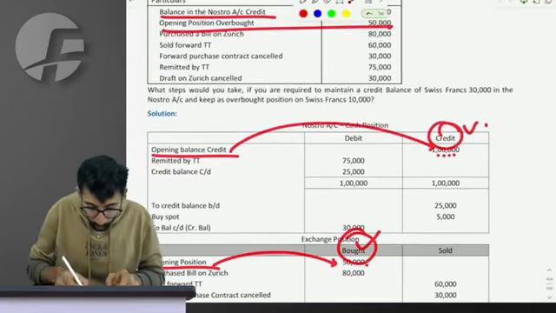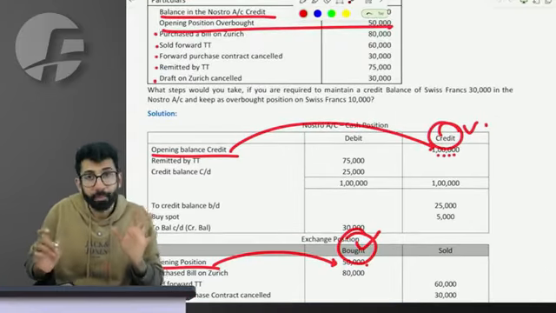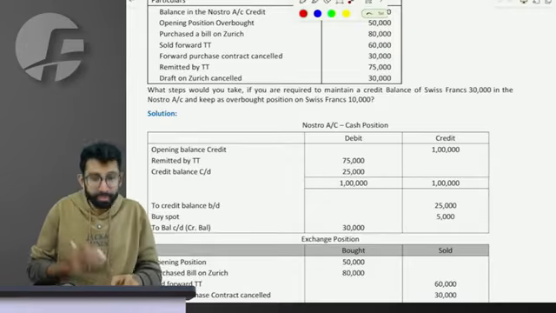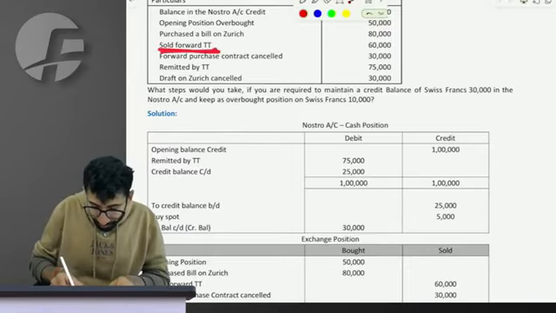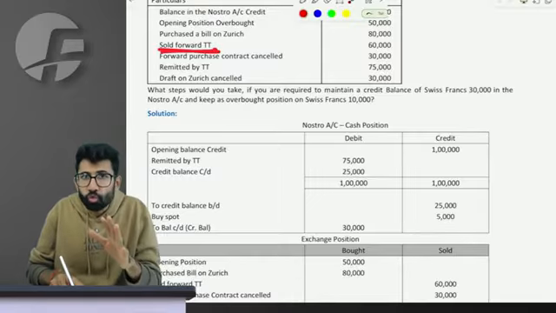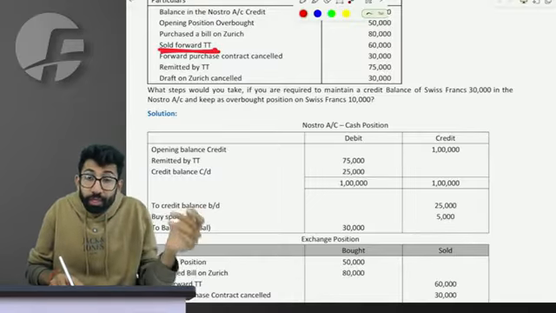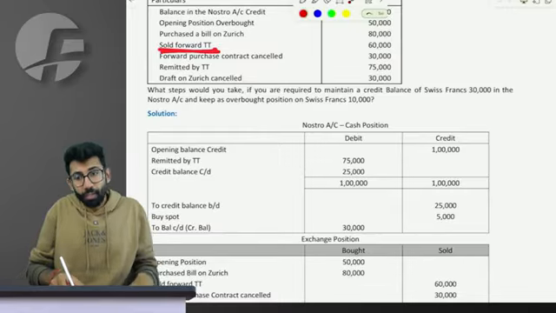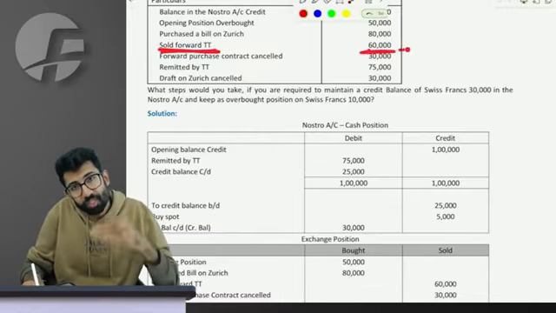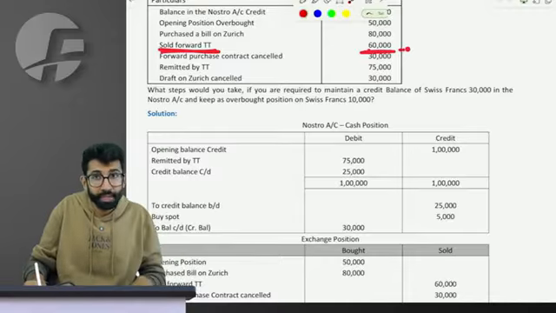Now let's record these transactions one by one. Let me show you first of all two to three easiest transactions. The first easy transaction is sold forward telegraphic transfer. When you sell to someone under a forward contract, how many Swiss franc? 60,000. Has the Swiss franc gone out of you yet? No.